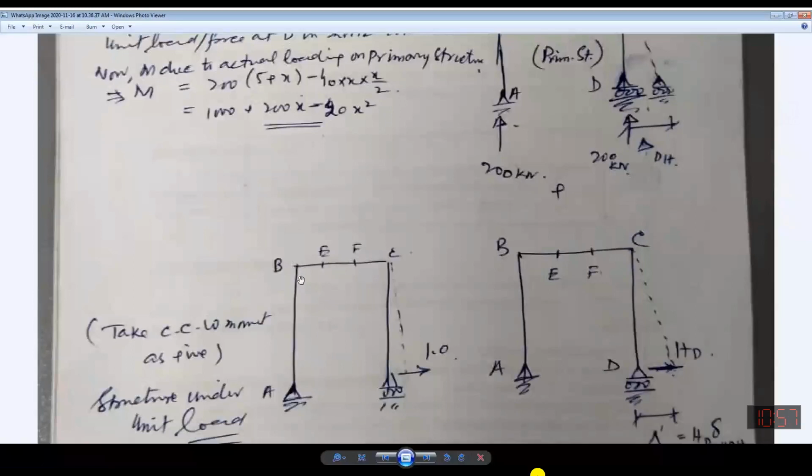This is of no interest for BE. So 1 into 5. So 5 will be acting at point B in the form of a moment, and it is taken to be positive. If I consider counterclockwise as positive, it will be 5. Similarly, if I talk about EF, and E is the origin, then once again it will be acting in the form of moment, and it will be 5. It will be positive even for EF.